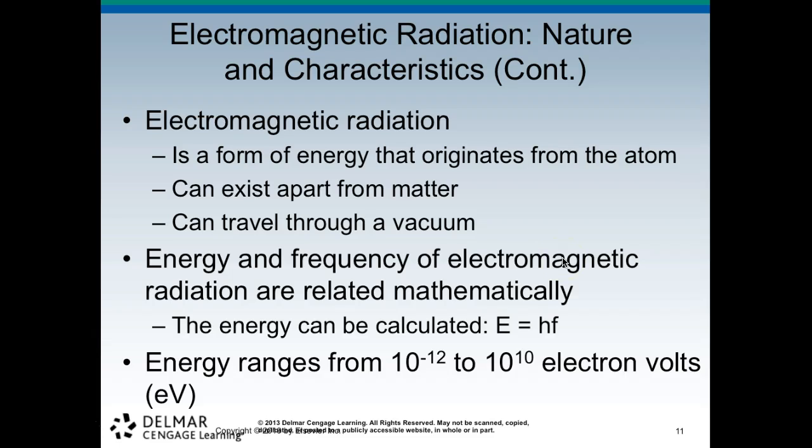So electromagnetic radiation is a form of energy that originates from the atom. It can exist apart from matter and can travel through a vacuum. Energy and frequency of electromagnetic radiation are related mathematically. The energy can be evaluated as E equals hf. So energy ranges from 10 to the negative 12 to 10 to the 10th power electron volts, with the lowercase e and capital V. This is electron volts.